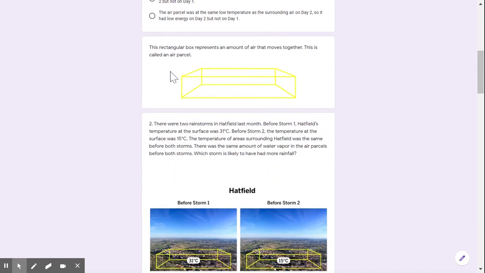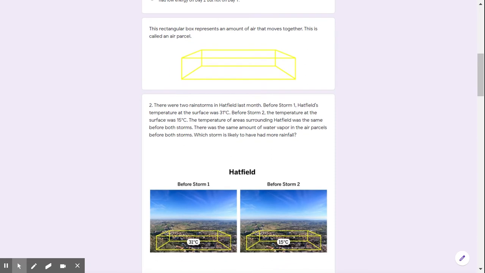Next, we have a graphic. This rectangular box represents an amount of air that moves together. This is called an air parcel.